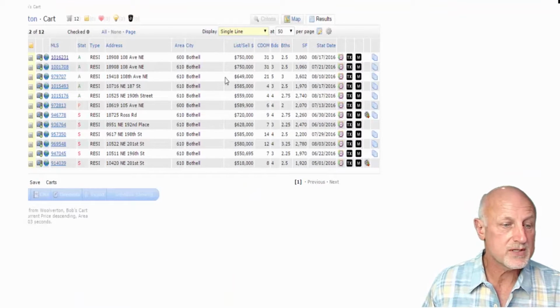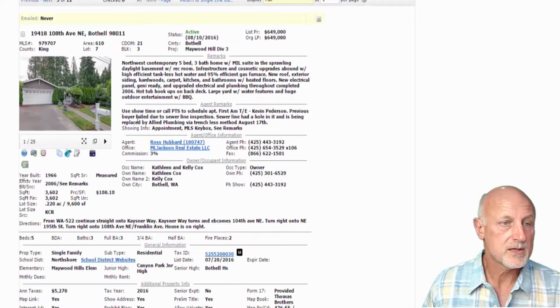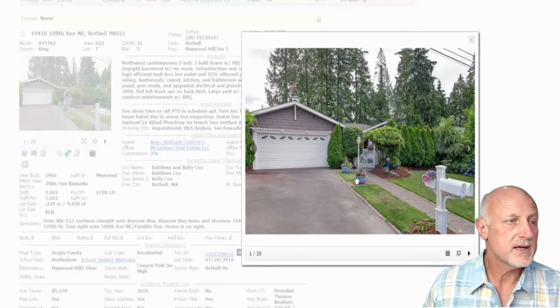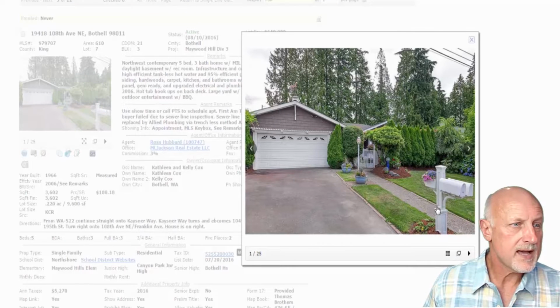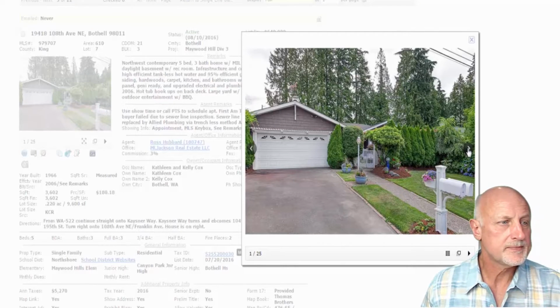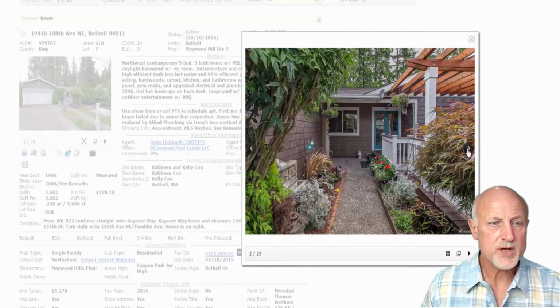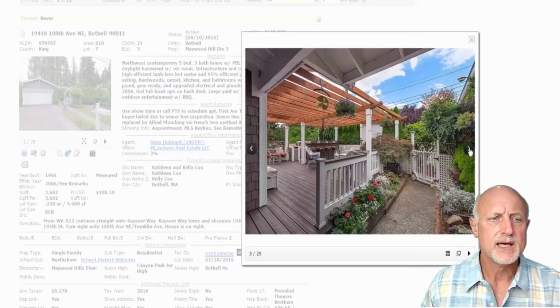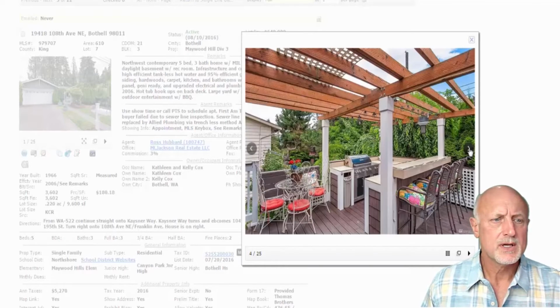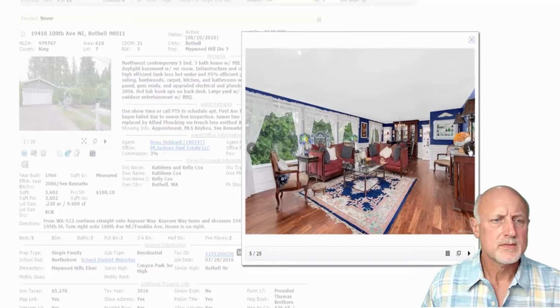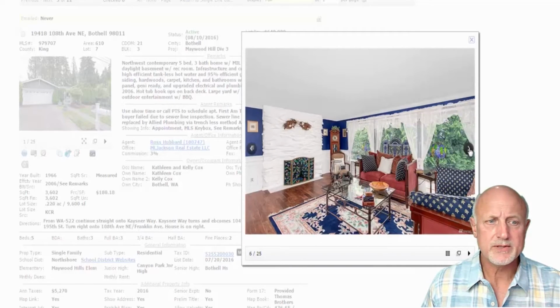So if we pop back over to the MLS and go back to our single line return, let's see, that one is right here. And we'll look at the photos on this one real quick. Pretty enough from the front. I can't quite tell if that's a gravel walkway or exposed aggregate. It's probably exposed aggregate because I know this neighborhood, and I doubt that that's a gravel walkway. But a nice covered patio. But it has a very bold use of colors. Again, bold use of colors.